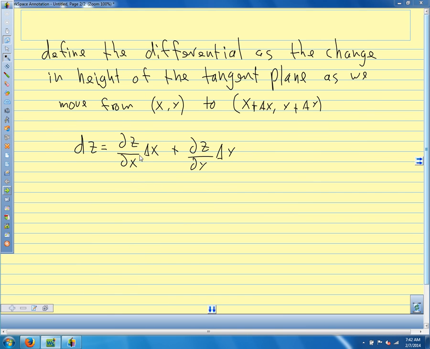dz dx gives us the change in the height of the tangent plane due to moving from x to x plus delta x, so moving in the x direction. And this portion gives us the change in height of the tangent plane as we move from y to y plus delta y, so we're in the y direction. So this is a contribution to the change in height as we move in the x direction. This is the contribution as we change in height in the y direction.